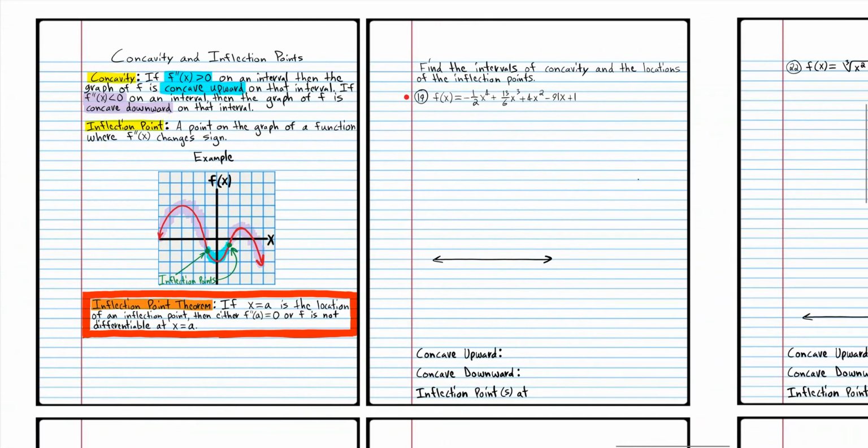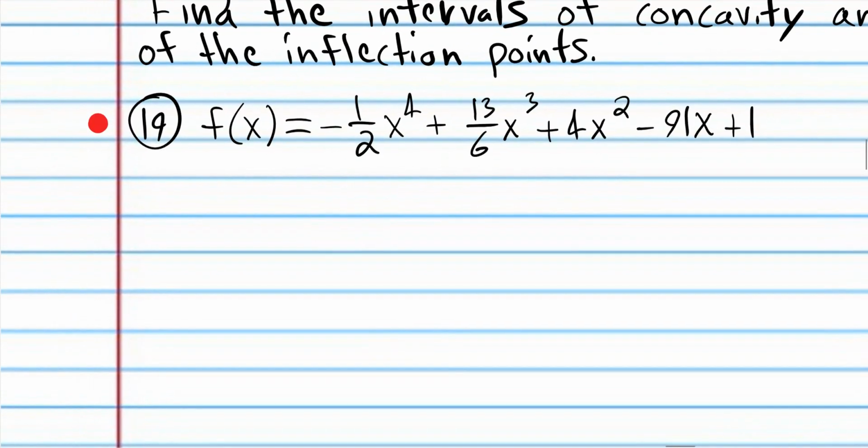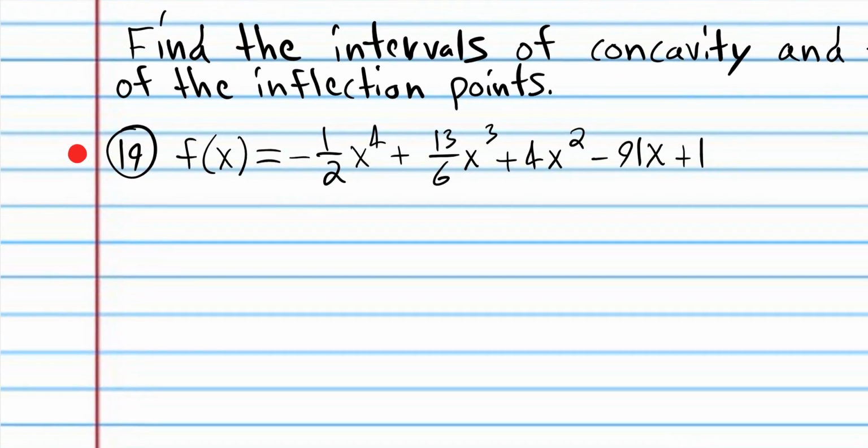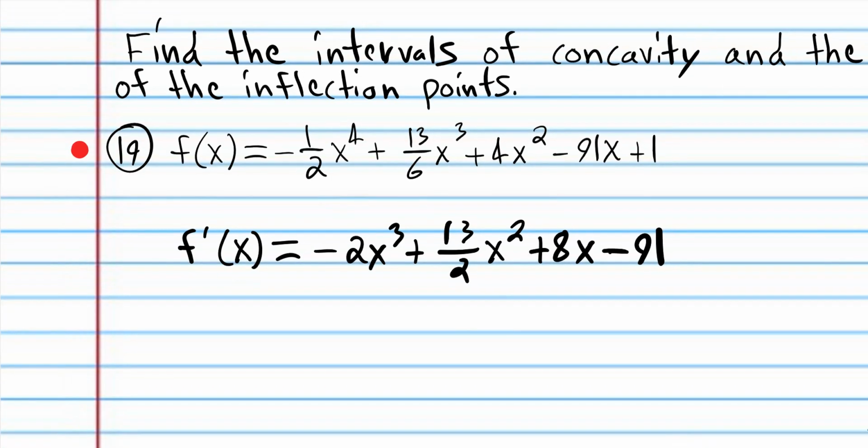So now it's time to do some practice problems. So we're going to find the intervals of concavity of the functions below, and we're also going to find the location of any inflection points. So concavity is determined by the second derivative, so we have to find the second derivative, but we can't find the second derivative unless we first find the first derivative. So do you agree with that? Did I do that right? It looks right to me.